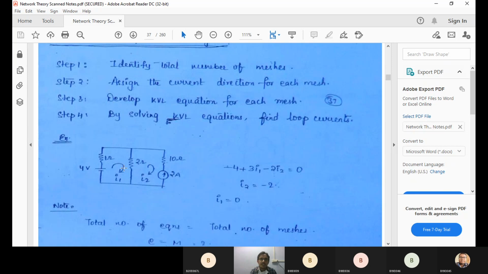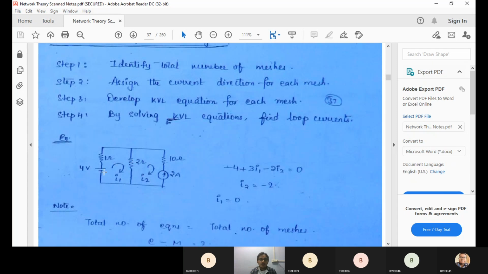First of all, we have to identify the total number of meshes. How many meshes are there here? 2 loops, 2 meshes. Assign the current direction. Generally, I'll give the clockwise direction. You can give any direction, that doesn't matter. And develop the KVL equation. To develop the KVL equation, I'm writing minus 4 plus 1 into I1 plus 2 into I1 minus I2 is equal to 0.